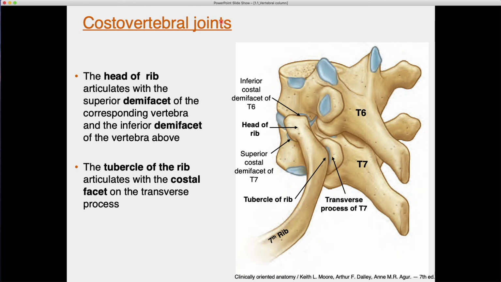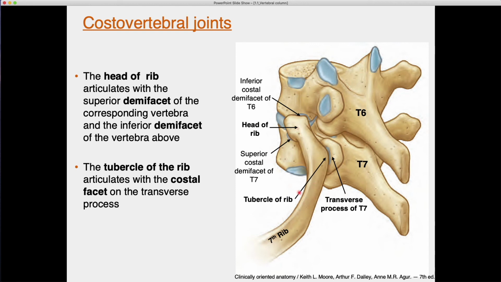This is, I believe, the last type of joint I will discuss today, the costovertebral joint. So remember, costa refers to ribs. These are the articulations between the ribs and the vertebrae. The heads of every rib articulate with the bodies of the thoracic vertebrae above and the thoracic vertebrae of its corresponding rib. So, for example, in this case, we have rib number 7.